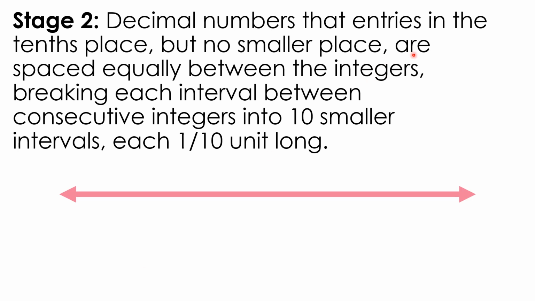You are breaking each interval, the little space between consecutive integers, into pieces. So we're just looking between two of our integers, so between 0 and 1. That gets broken up into 10 smaller intervals. That means you're going to have 9 little tick marks. All right, so count them, 9 tick marks. 1, 2, 3, 4, 5, 6, 7, 8, 9.